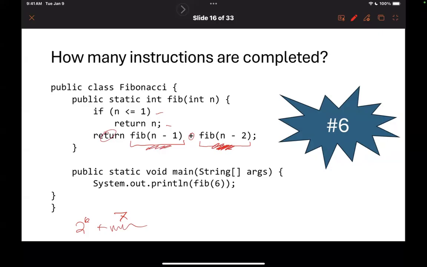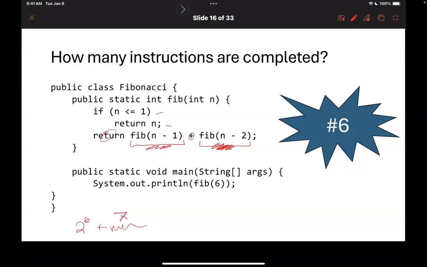You do math. Well, so, okay. Okay. I can buy that. Okay, cool. I can buy the 7 part. The important part is the 2 to the 6th.